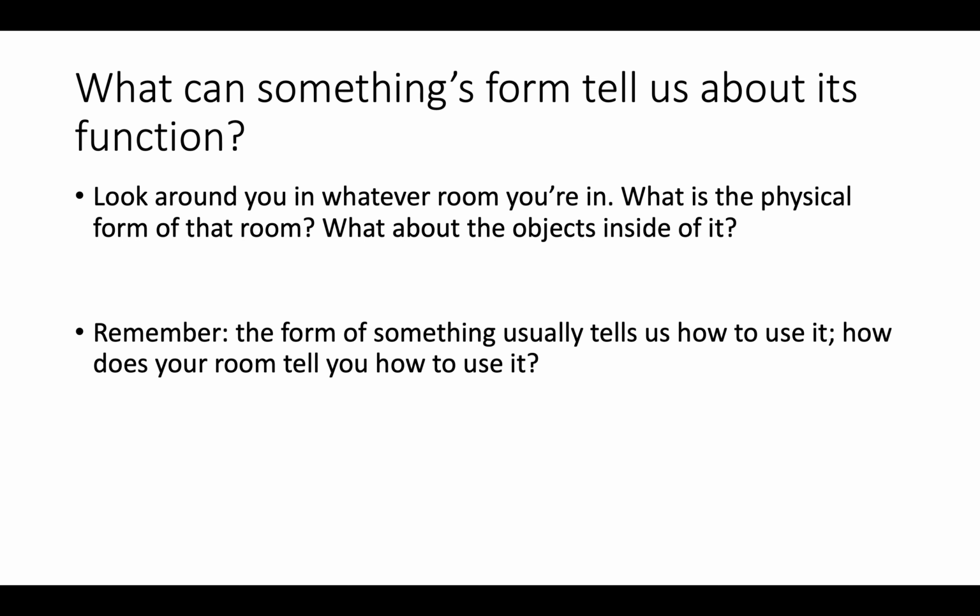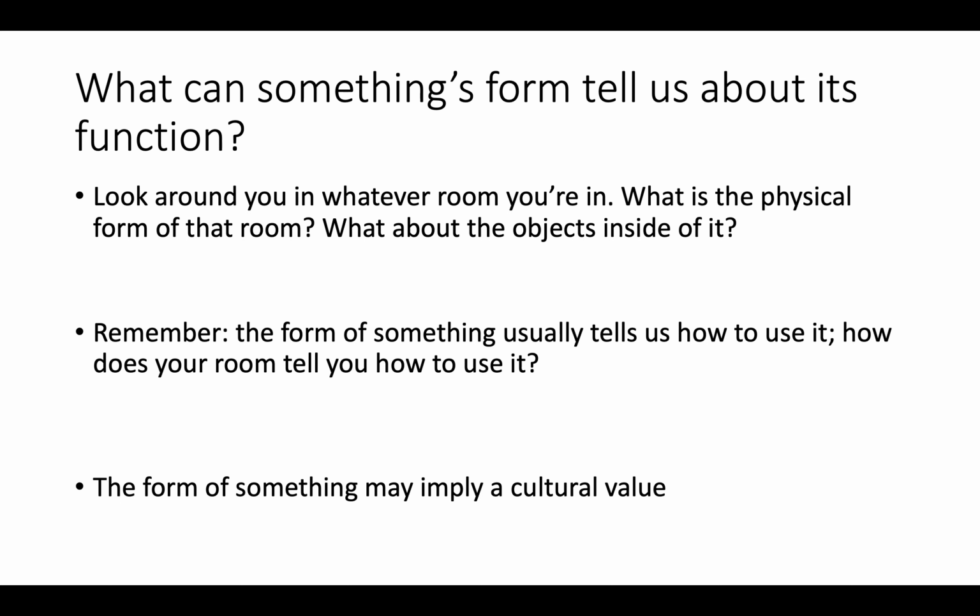Okay. So as you walk around your house or the world around you, we inherently know how to access the world based on the form of it, but that took some knowledge to get to that point. And then in terms of this class, the form of something, its objective form, its shape, its characteristics, it may imply something about the cultural value inherent in that thing. Okay, so what do I mean by that?